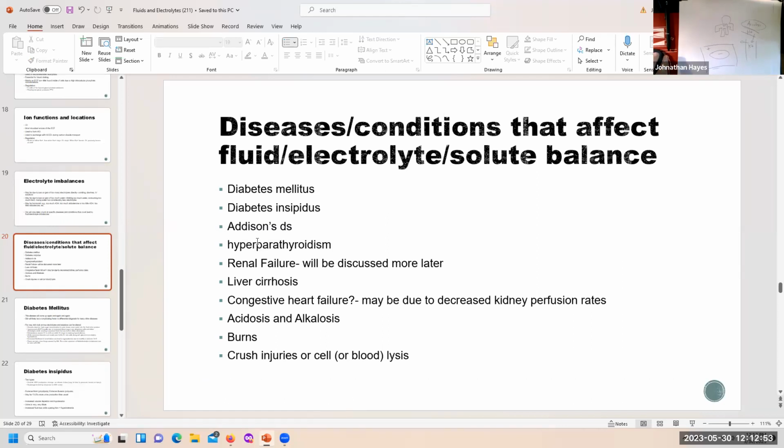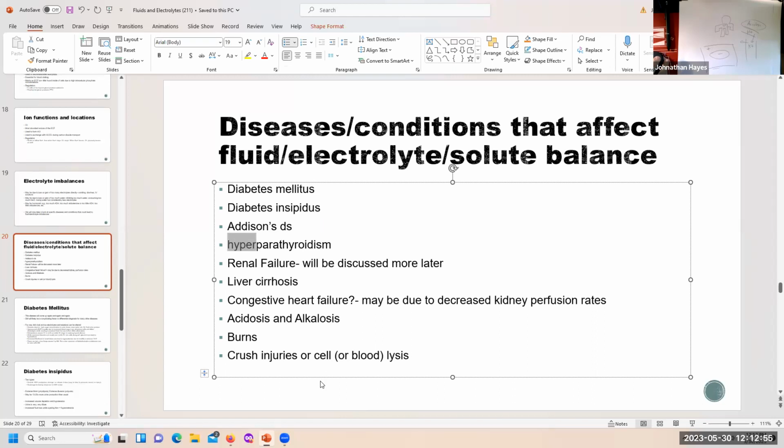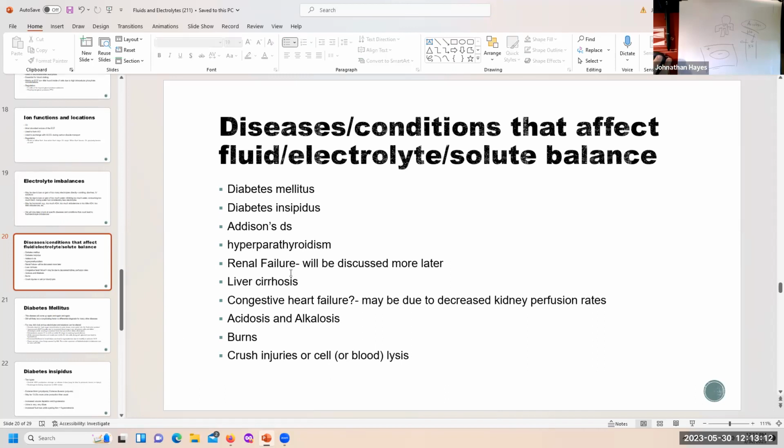But what if we produce too much? That means I would be breaking down bone too quickly. Your bones would become very thin, and we would notice that on an X-ray perhaps, and then your blood calcium would become too high, so you'd be hypercalcemic. So that could be due to hyperparathyroidism. But anyway, you'll see how all these work together.